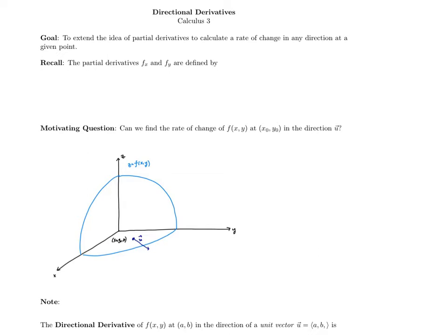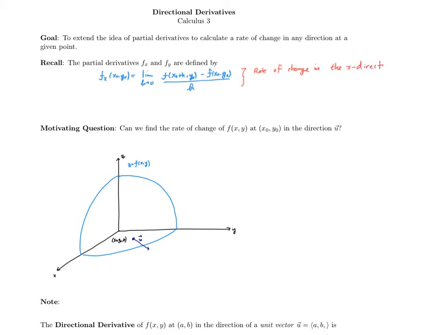But to get started, let me take you back to how we originally defined those partials f sub x and f sub y. So recall, at a point x naught, y naught, we define the partial derivative with respect to x to be this limit as h approaches 0 of a difference quotient. And the big takeaway of having this limit of a difference quotient is to note that the partial derivative with respect to x is a rate of change in the x direction.